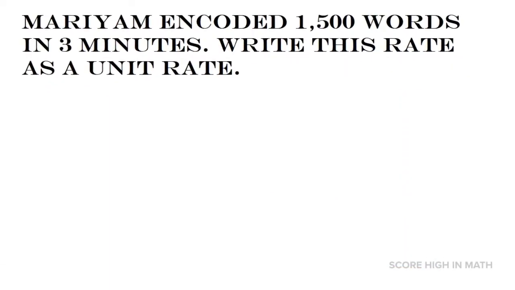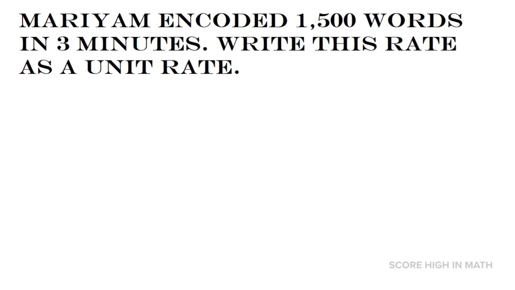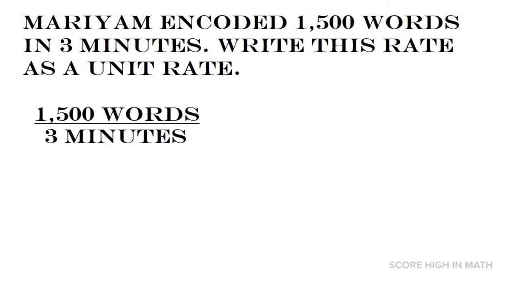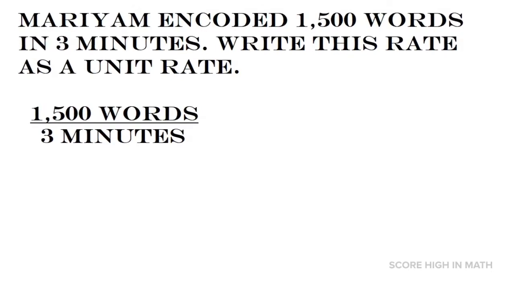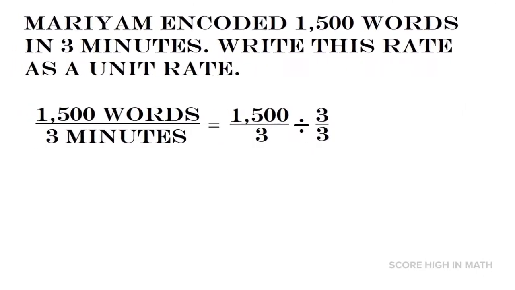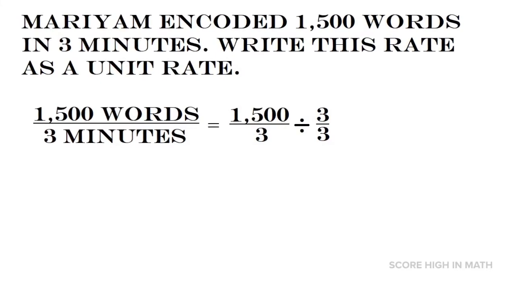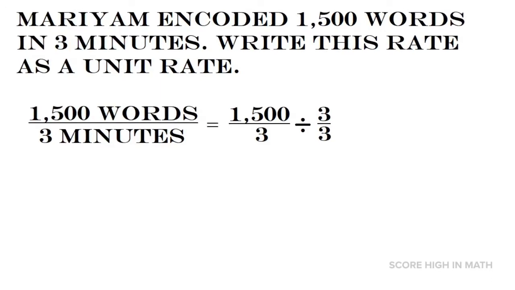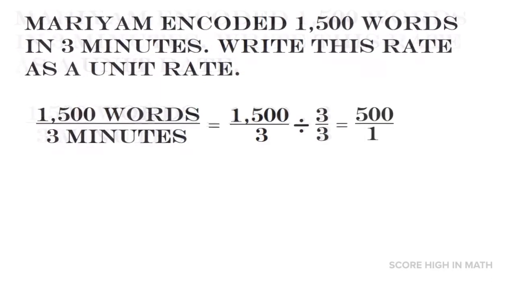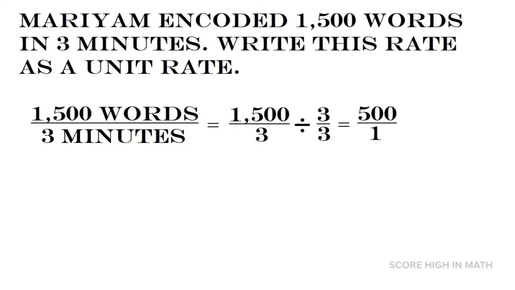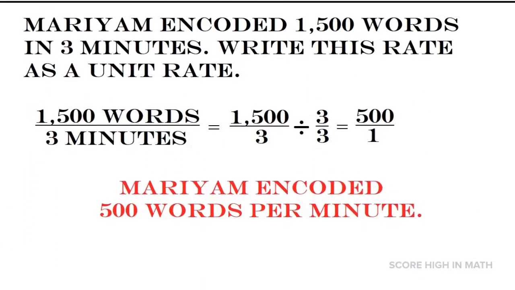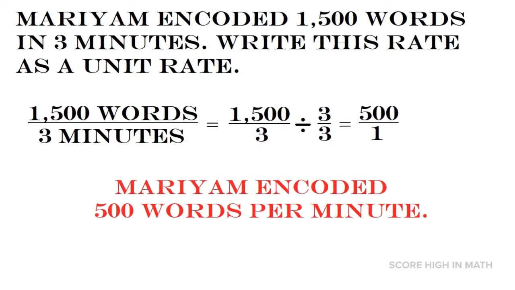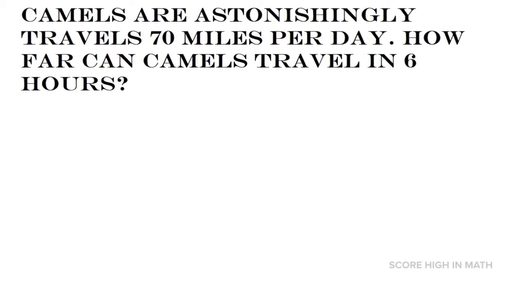What about this example? Mariam encoded 1,500 words in 3 minutes. Write this rate as a unit rate. We are going to write the rate as 1,500 words in 3 minutes. The common factor of the numerator and denominator is 3. Therefore, 1,500 divided by 3 and 3 divided by 3, and it will give us 500 all over 1. Therefore, Mariam encoded 500 words per minute. It is easy.